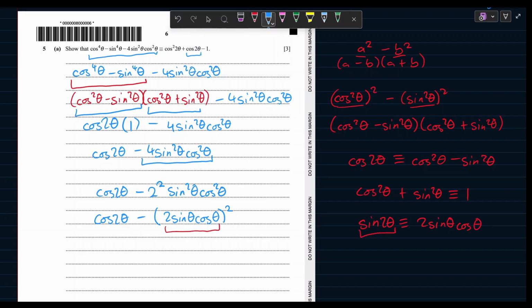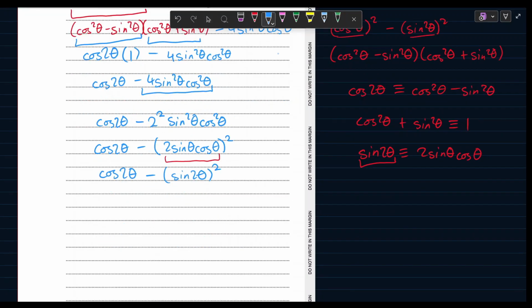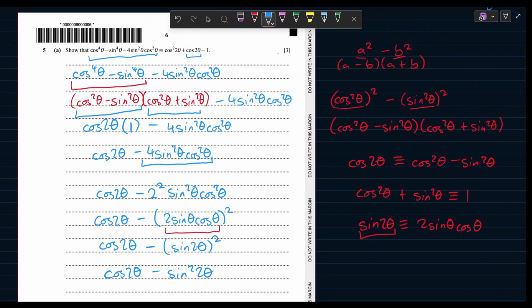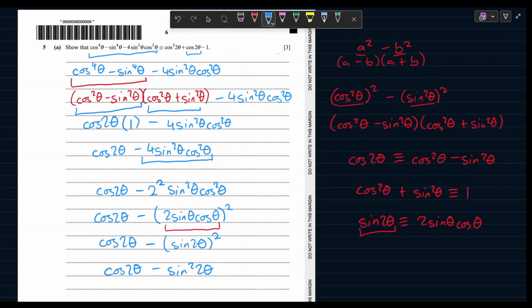So what we have is cos 2 theta minus, in brackets, sine 2 theta, and this is squared. And so this is cos 2 theta minus sine squared 2 theta. And somehow from sine squared 2 theta, we're supposed to come up with cos squared 2 theta minus 1.